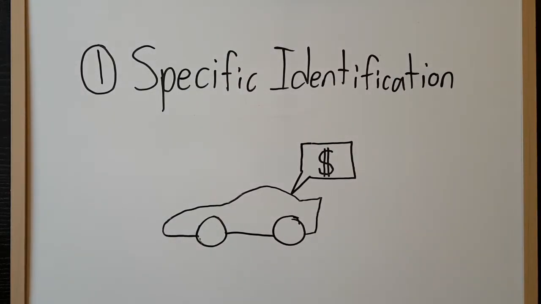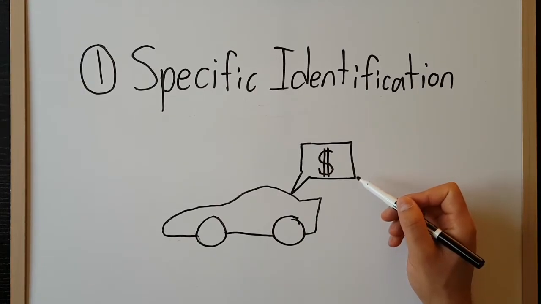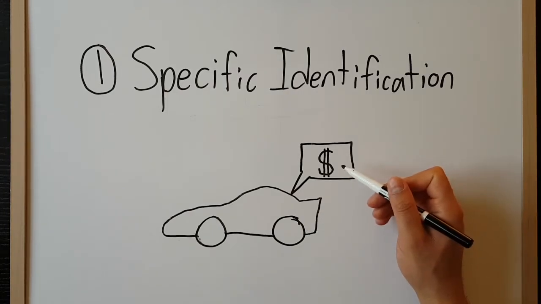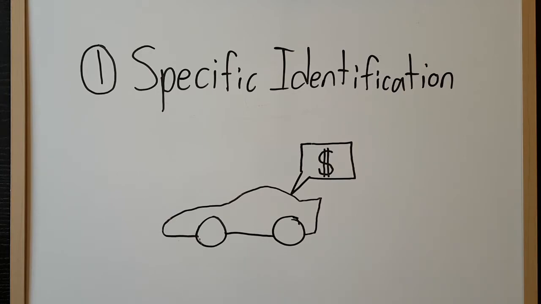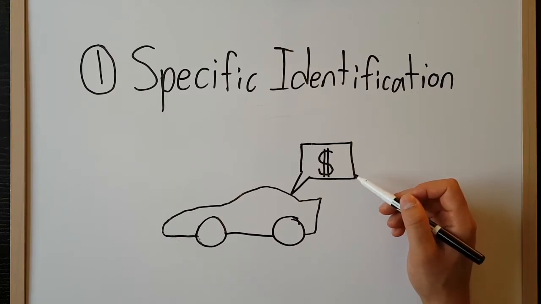Specific identification is used when goods are unique and identifiable, for example with a luxury car. The cost of each item is tracked individually, so when we sell a specific car, we know the exact amount that we paid for it. So in that second entry, we simply debit cost of goods sold and credit inventory for this specific amount, because in this case it is known.